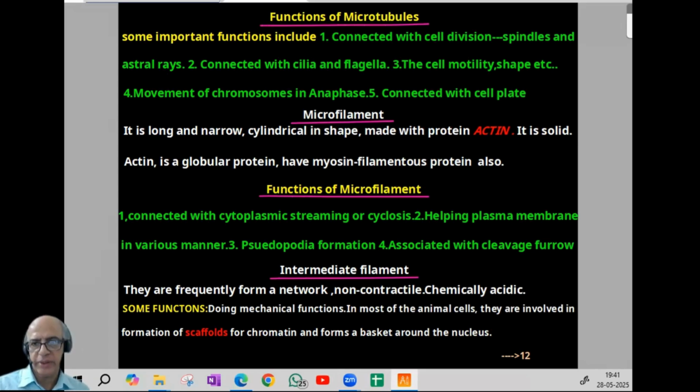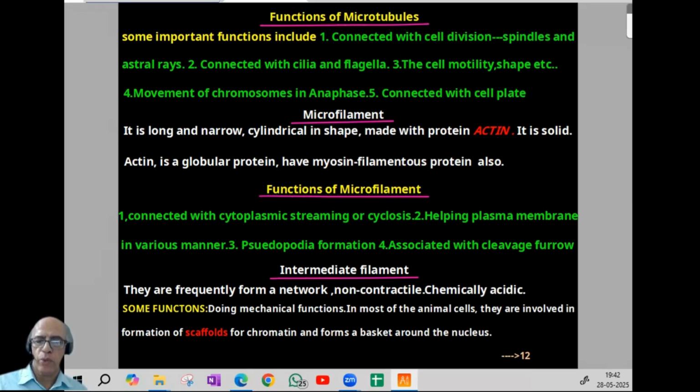Now comes the next cytoskeletal structure, that is microfilament. Again, long and narrow, cylindrical in shape, made with the protein actin. Microfilament is normally solid. Actin is a globular protein, and myosin, a filamentous protein, is also connected. So both are involved.